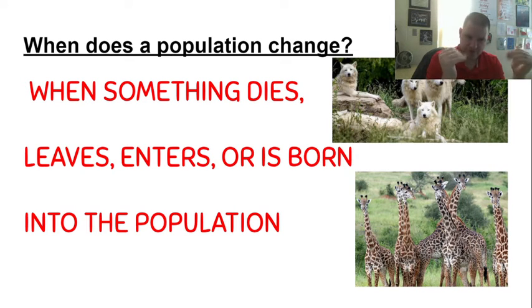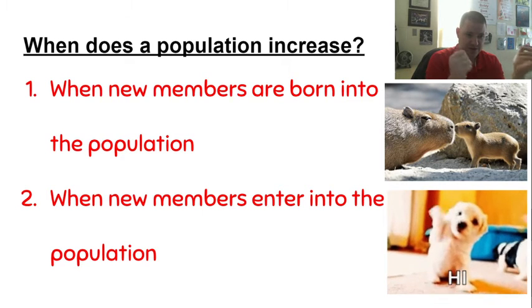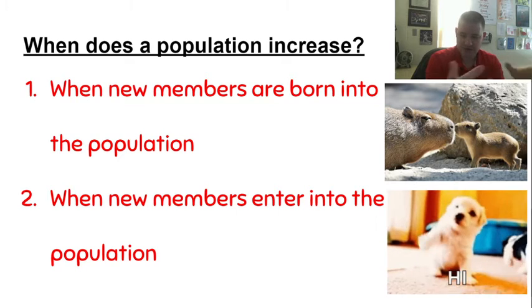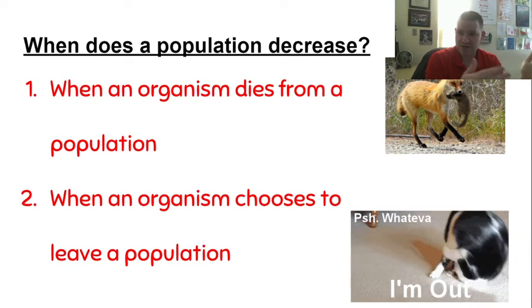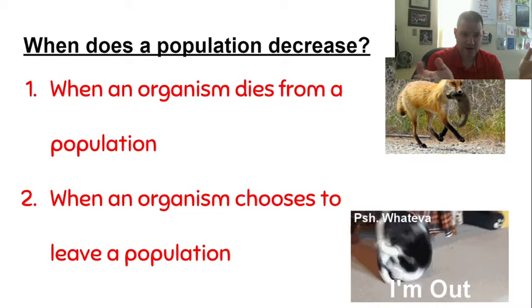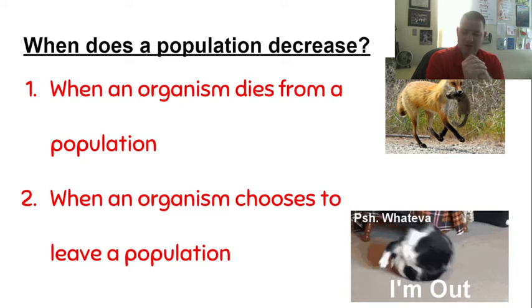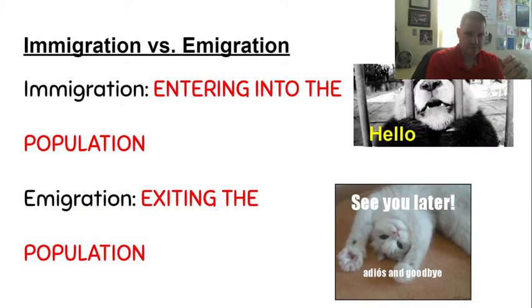It usually falls into one of those four categories, whether you're dying, leaving the area, entering the area, or being born. So the two ways a population increases are when you're born into the population or when new members enter the population. Likewise, a population decreases usually when members die, usually from some kind of predation or a natural disaster, or when they choose to leave the area and go somewhere else.